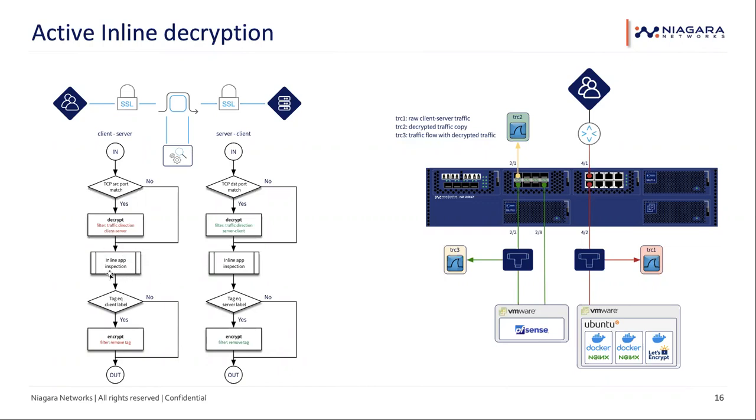If it is decrypted, we look at a label on the packet to see whether we have to send that traffic back for re-encryption or not. If it does not need to be re-encrypted because it was traffic that never was encrypted, we send it out immediately to the egress port, or we re-encrypt the traffic, remove that tag that was added during the decryption, and send it out to the firewall, and vice versa. So client-server traffic and server-client traffic, both sides are encrypted and decrypted.